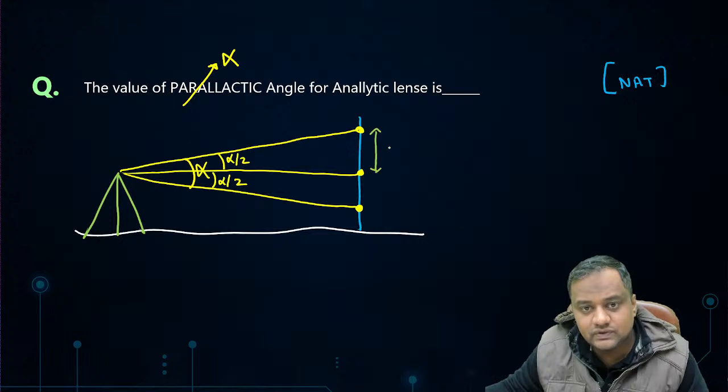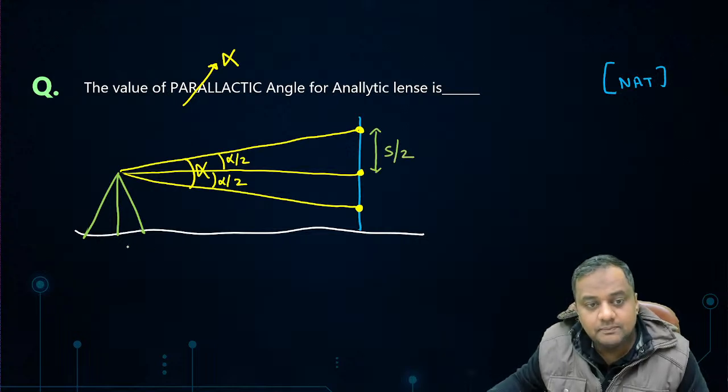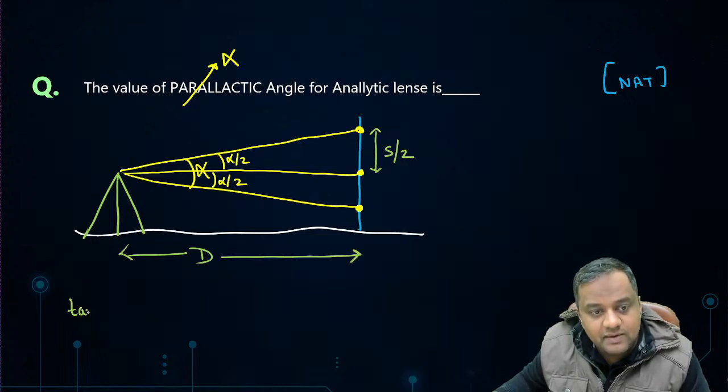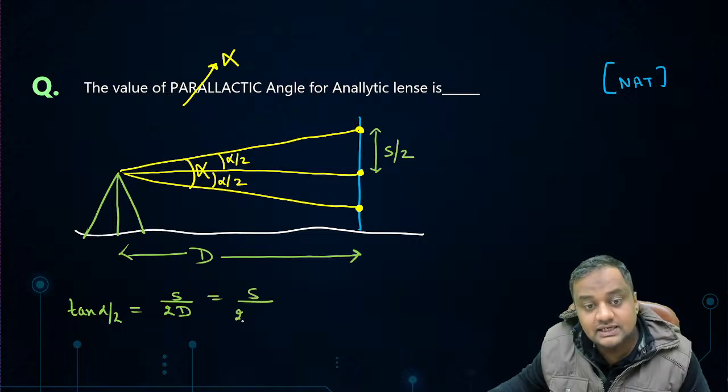Complete star reading is S, so this will be S by 2. This is D. So tan alpha by 2 is perpendicular, that is S by 2, divided by base, that is D. So D is Ks plus C.